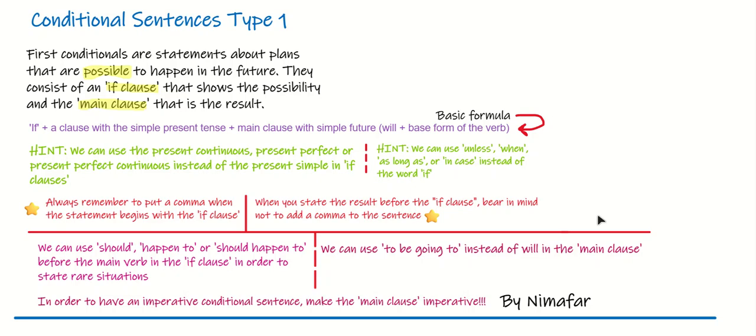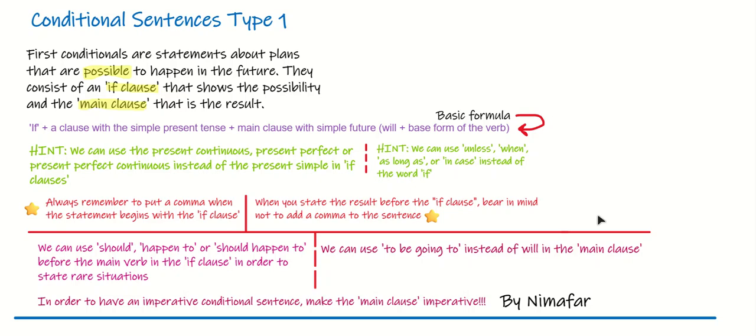So to be going to, or gonna in a short way, it just talks about a better possibility, more possibility. So we can use that instead.